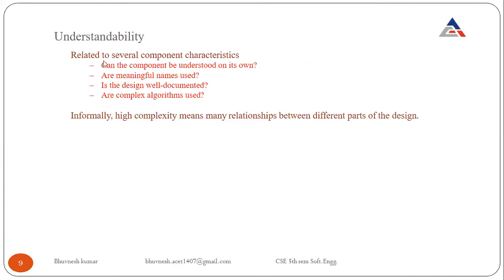Then there are other points for understandability, that is, can the component be understood on its own? If there is a proper decomposition into different statements, that can be easily understandable. Are meaningful names used? For each and every module, proper naming should be there. If it is there, it is easy to understand. Well designed, well documented, and proper algorithm naming should be there. If this is done by us or by a team member, then it is easy to understand.